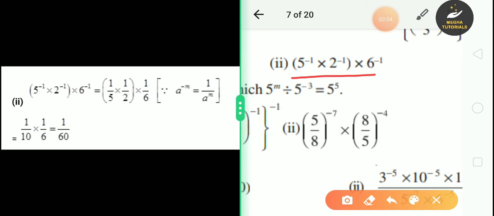Question 2: 5 raised to minus 1 into 2 raised to minus 1 into 6 raised to minus 1. Okay. Please see the solution on the left hand side.